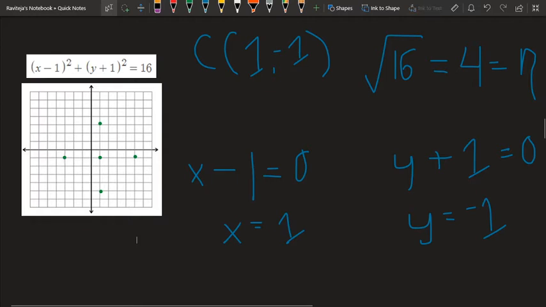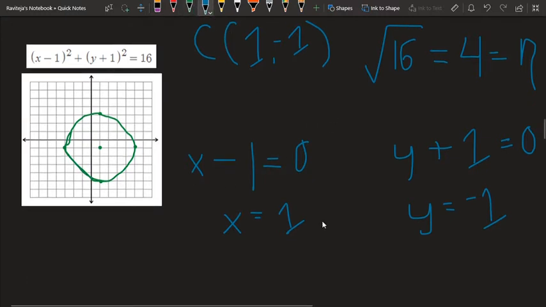Now that we have our points in the general area of what they're supposed to go, 4 units away in each direction from the center point, all we have to do is just graph our circle. It's going to look something like this. A little bit neater, but something like this. And that's our circle for this problem.